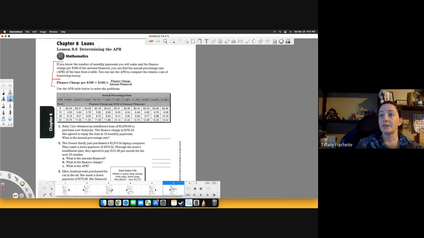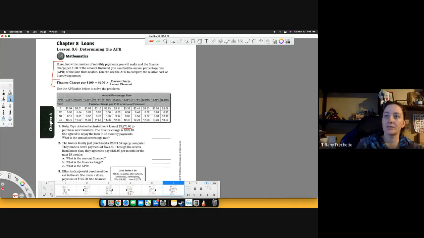So we have 100 times the finance charge divided by the amount financed. We have this formula here just to help us know the finance charge per $100. So Ruby Cry obtained an installment loan of $3,800.70 to purchase new furniture. The finance charge is $378.10. She agreed to repay the loan in 18 monthly payments. What is the annual percentage rate?